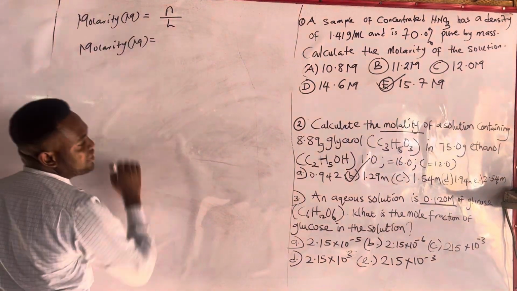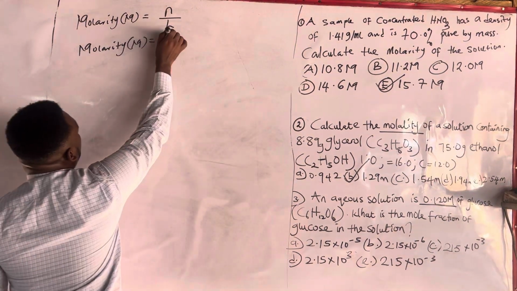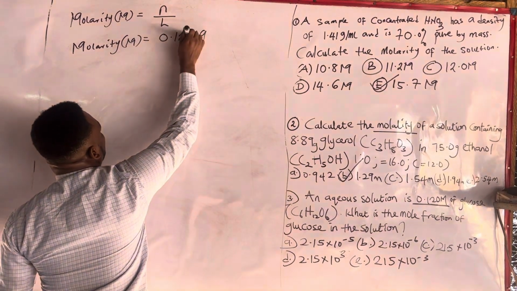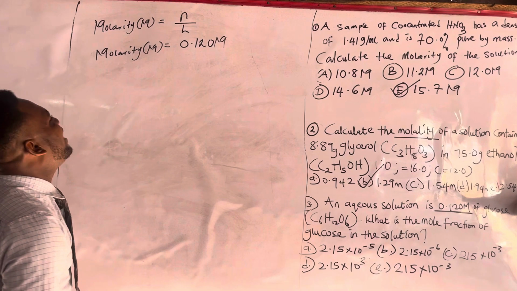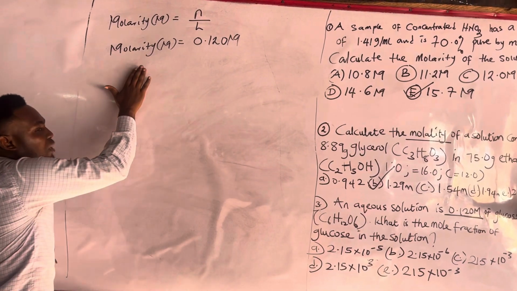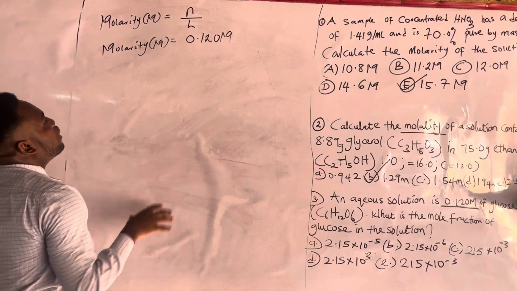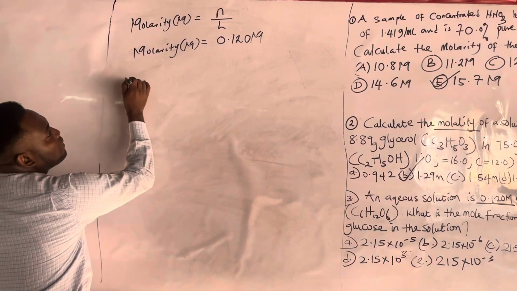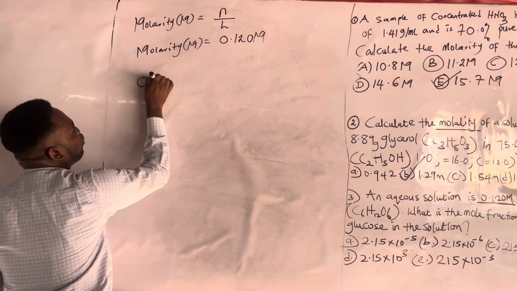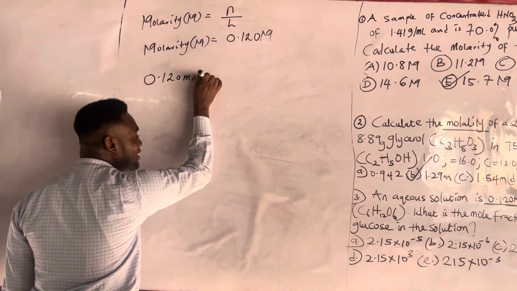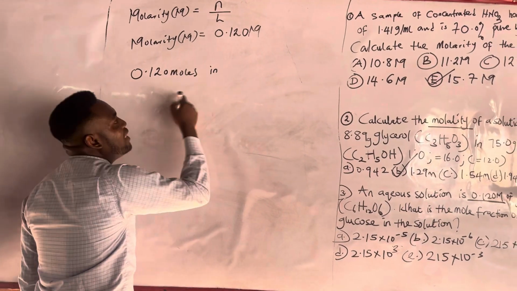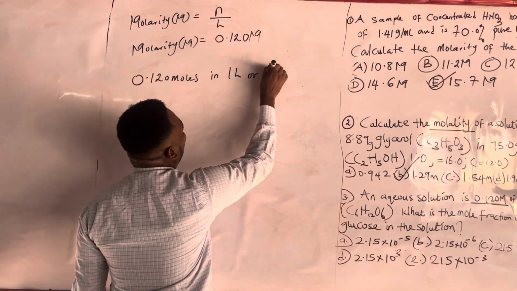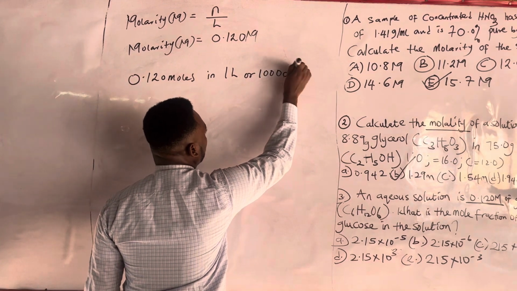in the question is 0.120 molar. So this is our molarity now. It then means that interpretation of molarity from the formula, it means that if we are given this molar of a solution, it then means that we have 0.120 moles. That's what it means. Dissolved in what now? In 1 liter, because we say per liters of solution, or 1000 cm cube of what?